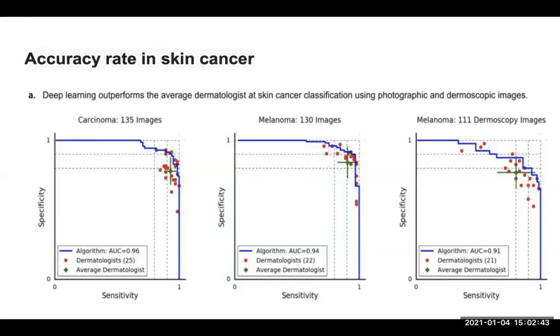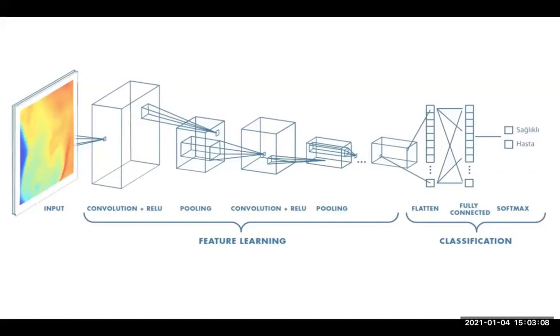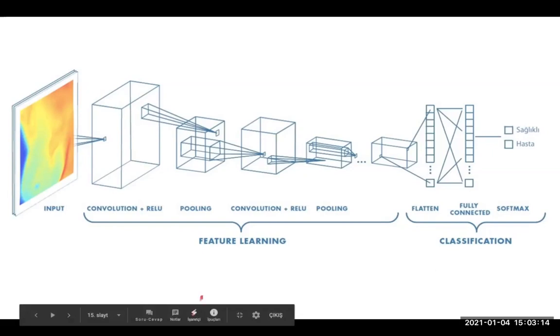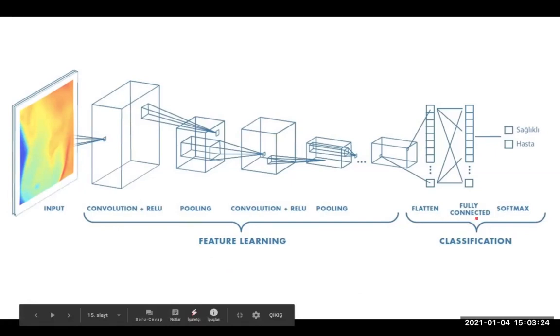So how does AI achieve this with CNN? Now we will look at the CNN algorithm used in skin cancer detection, a system that analyzes the image coming from a person with skin cancer with CNN, separates it into disease types and gives probabilities. First, we get input. And we have two stages, feature learning and classification. Feature learning has two layers: the convolution layer with the activation function, and the pooling layer. The classification part has three layers: the flattening layer, the fully connected layer, and the softmax layer.